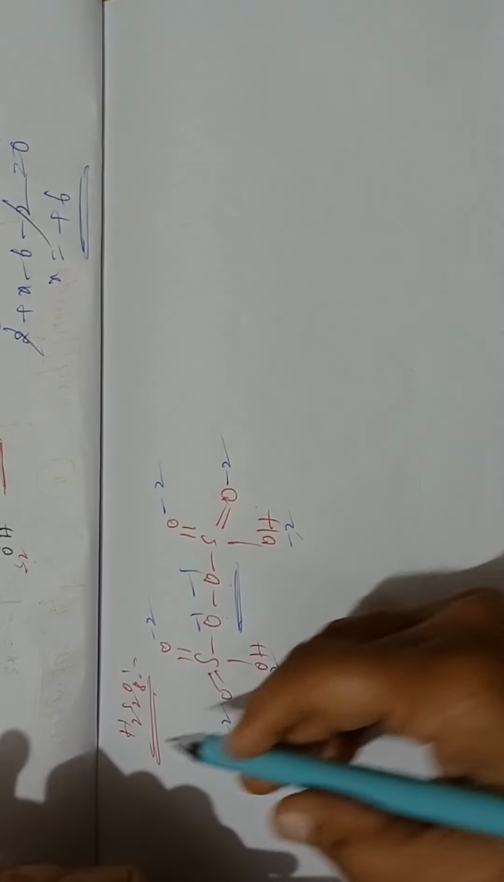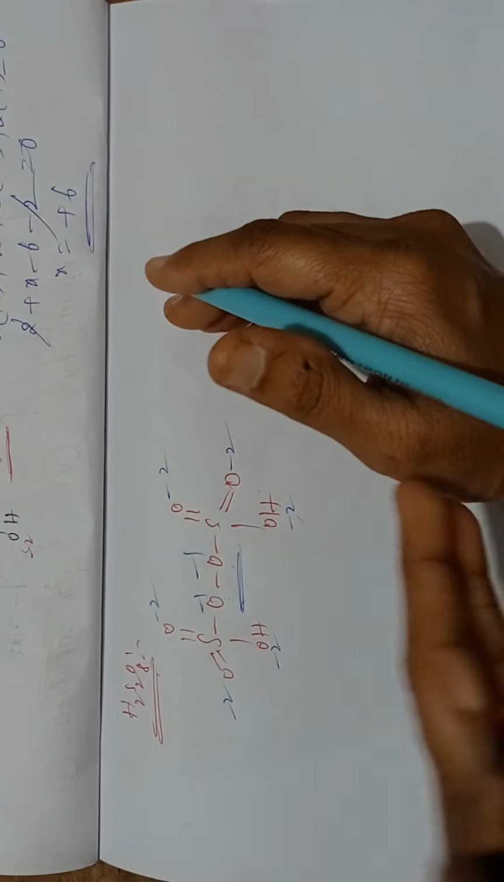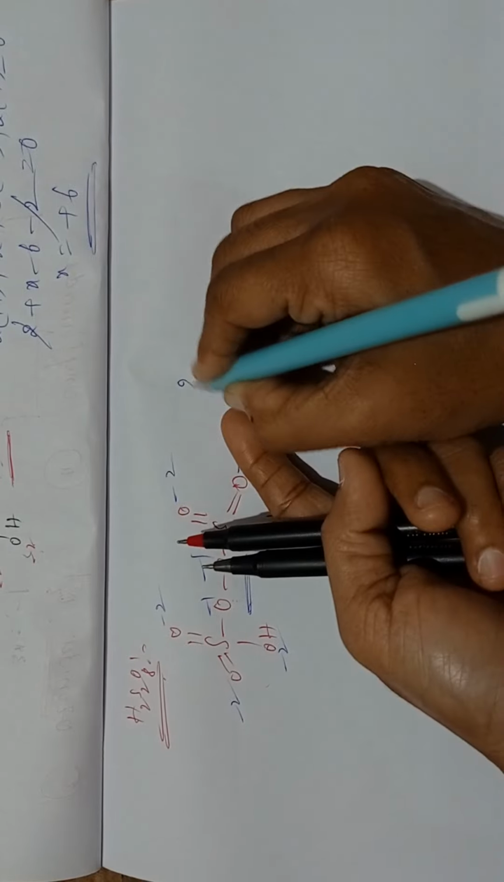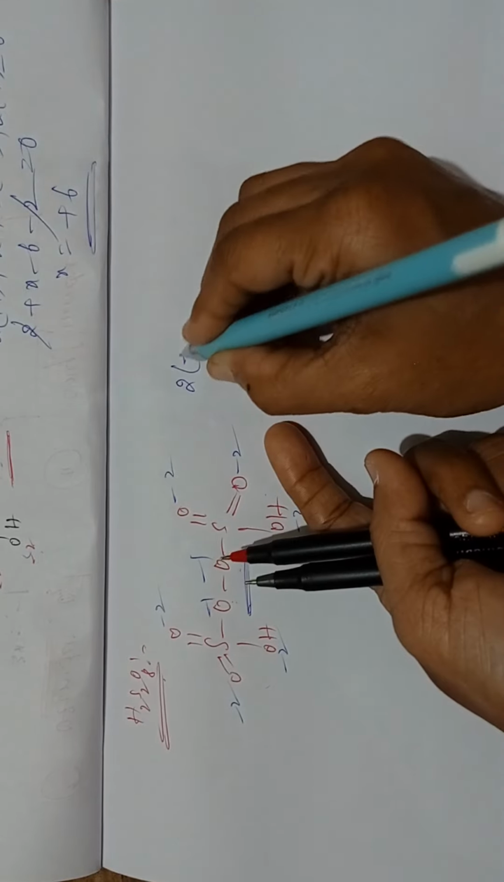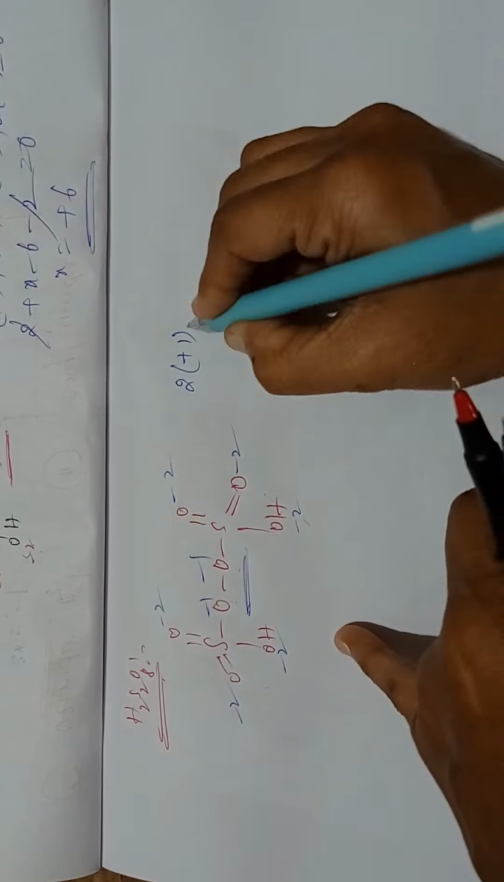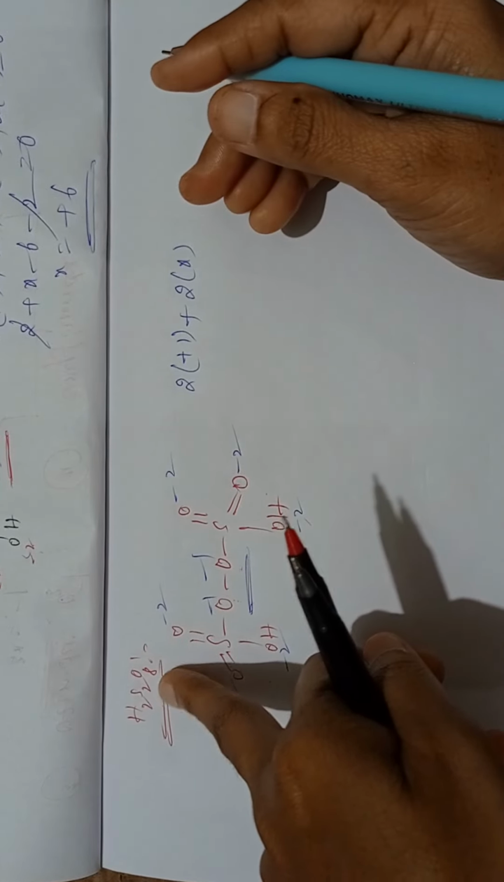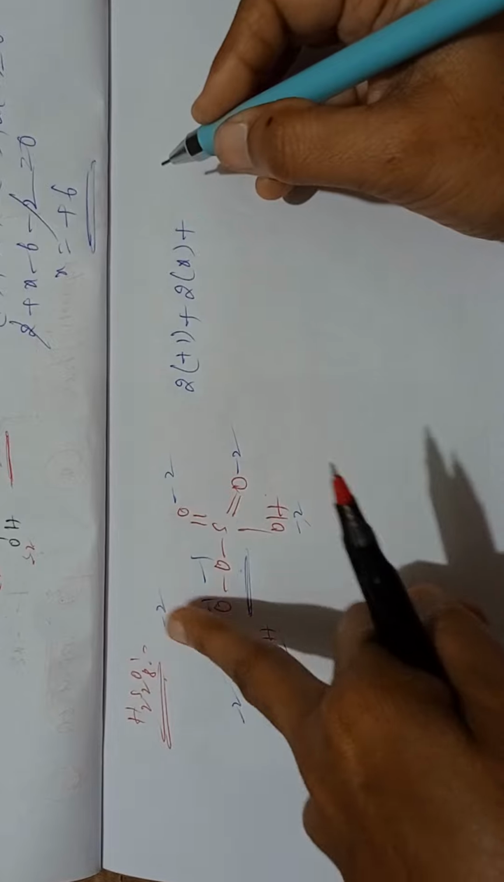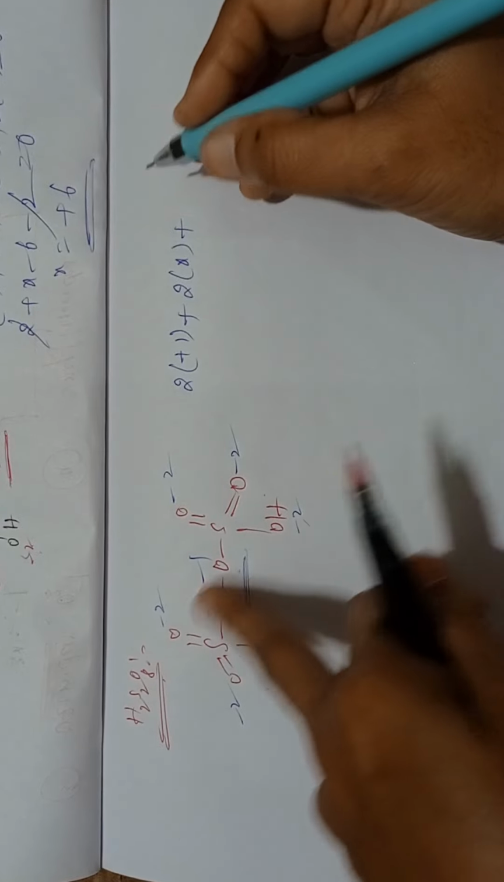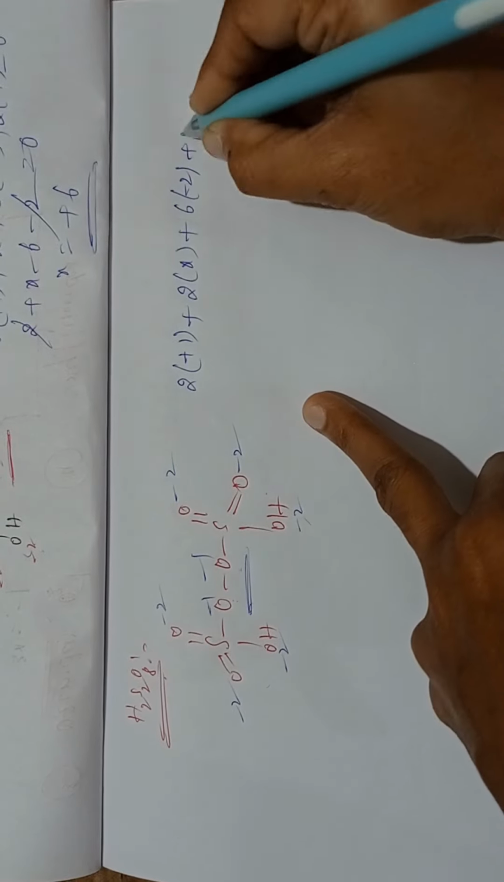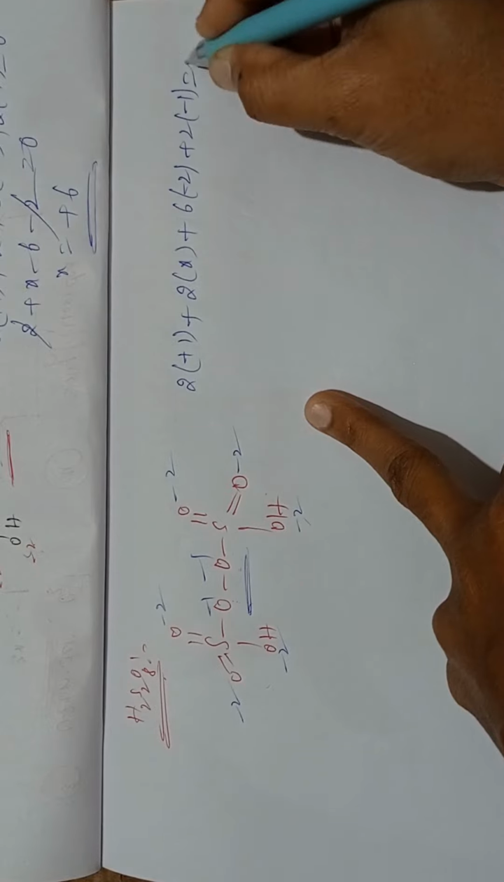So how to find it here? H2S2O8: total 2 hydrogens are there, so 2 into hydrogen oxidation number, which is always +1. Plus 2 sulfurs are there, 2 into x, sulfur we are going to find. 8 oxygens are there. In 8 oxygens, 6 oxygens are showing -2 and the remaining 2 oxygens are showing -1.